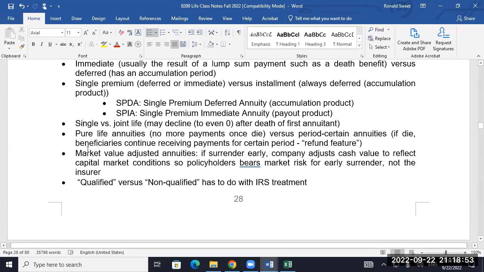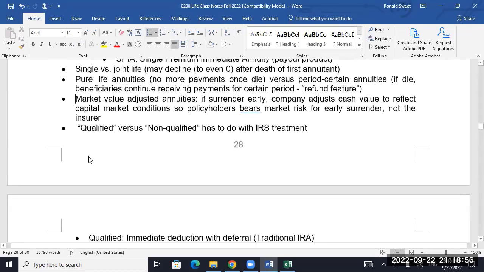Now, market value adjusted annuities are a way insurance companies protect themselves. What it says is, buy your annuity from us. This is a deferred annuity we're talking about. And if interest rates move in a way that's really disadvantageous and you want to take your money out and go somewhere else that's better, you can do that. But we have the right to adjust your market value to reflect the fact that interest rates moved against us.